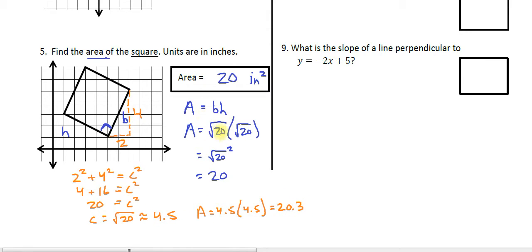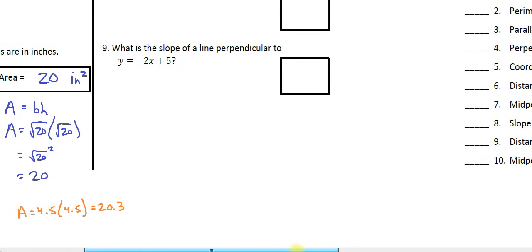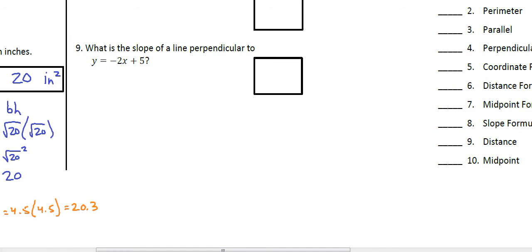I would accept either one of these answers, but I would hope that you would use this method. It's faster, a lot less work, and you end up just canceling the square root with the square and ending up with an exact answer of 20 inches squared. Let's go ahead and go to number 6.